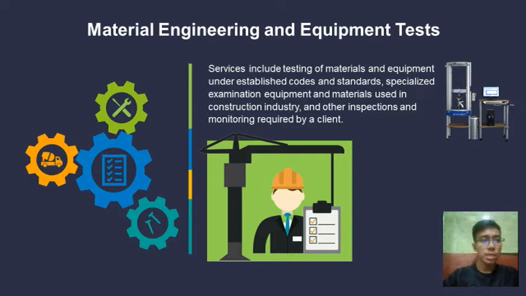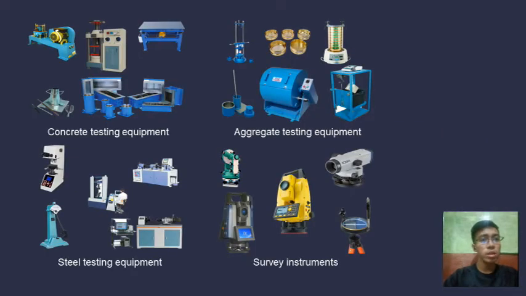So dito na papasok yung technicalities of being a civil engineer. So yung lahat ng natutunan natin when it comes to materials and equipment tests, no, yung sa surveying natin, for example yung sa pag-survey ng land, pag-measure or pag-estimate ng land areas, papasok na yan dito. So we have here some examples of the equipments used by civil engineers. We have concrete testing equipment, aggregate testing equipment, steel testing equipment, and survey instruments.